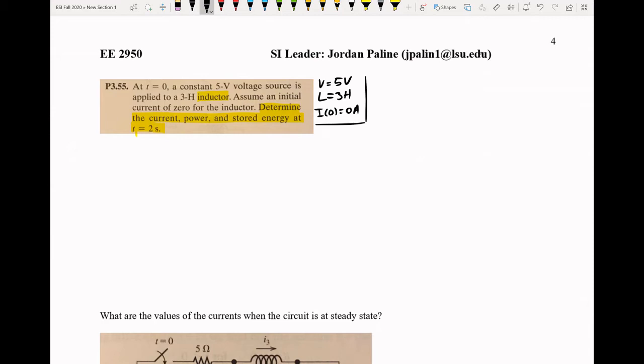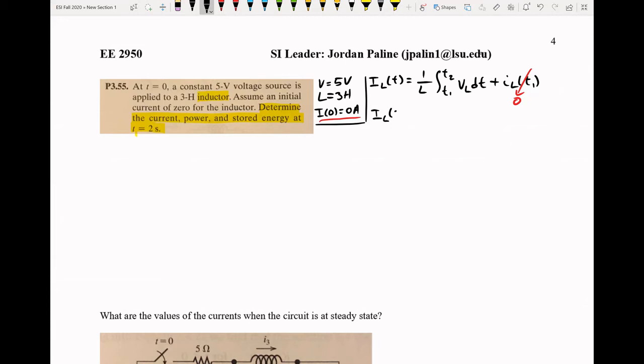And looking for our equation on our equation sheet that we have, we know that I of L at a given time is 1 over L, integral from T1 to T2 of V of L dt plus I of L at time 1. Okay, so at time 1, we know that the initial current is 0 because we had it stated right there.